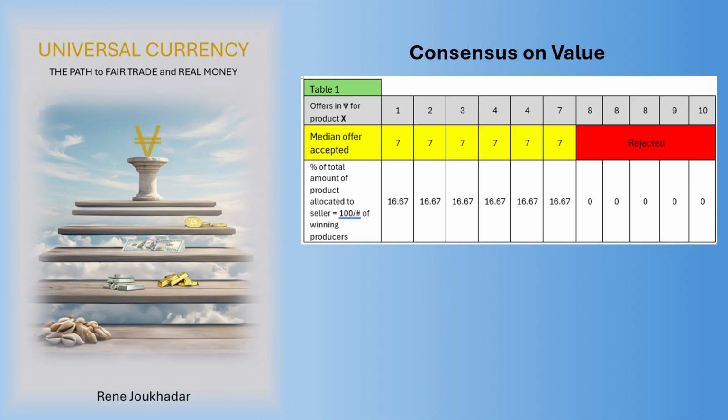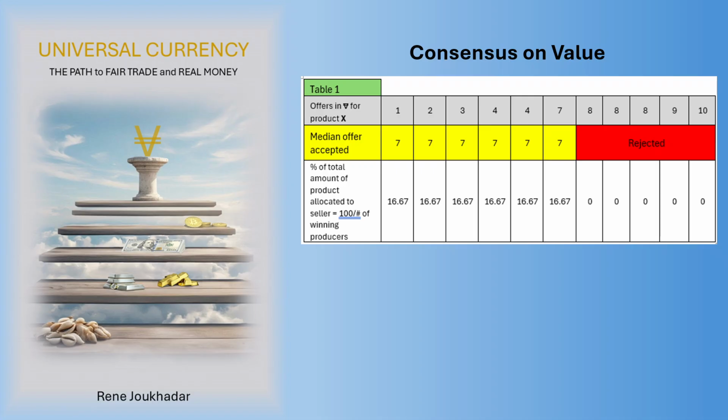Consider primary product X. All primary producers will participate in a bid by offering a price for it in V, the unit for the universal currency. The automated system will accept only the bids which are equal to or less than the median price. We use the median instead of the mean because in a normal distribution, the mean equals the median, but in a skewed distribution, the median is less affected by extremes than the mean. Hence, the median is the most logical choice.